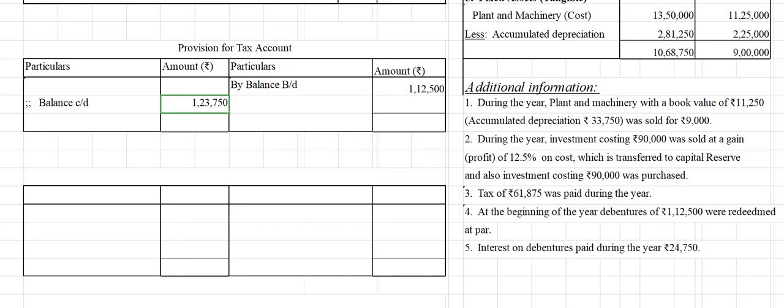61,875 was paid. See, in the last problem, tax made during the year was given, or tax created during the year was given. So that will be adjusted in the P&L account. But here it is tax paid that is directly given. So we can write that in the debit side to bank, that is tax paid 61,875. Okay. Now we have to balance the account.